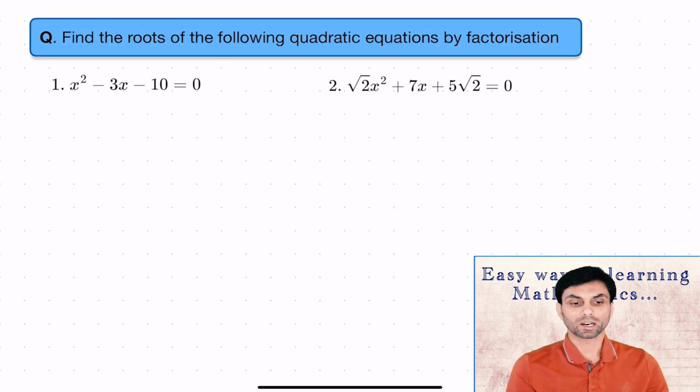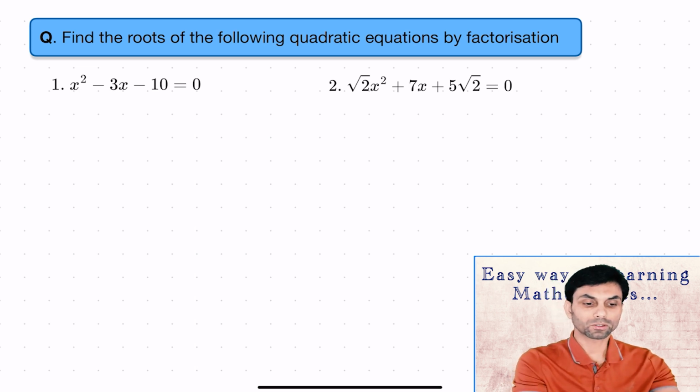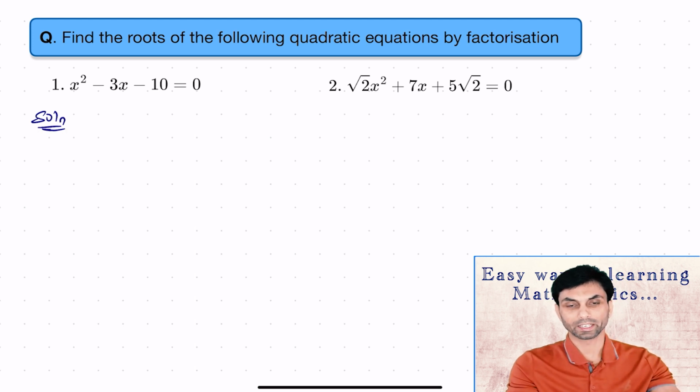Moving to the questions now, let's talk about the question where we'll see how we can find the solution, or how we can solve these questions using the methods we have discussed. So first question is, find the roots of the following quadratic equation by factorization method. If you talk about the first question here, we have to find the solution of x square minus 3x minus 10 equals to 0.